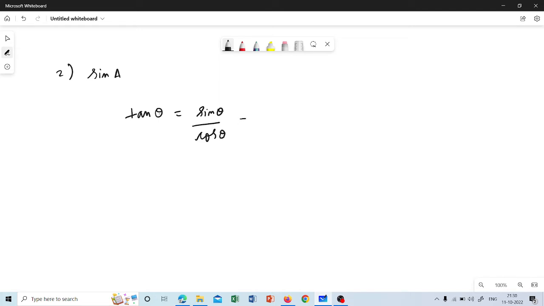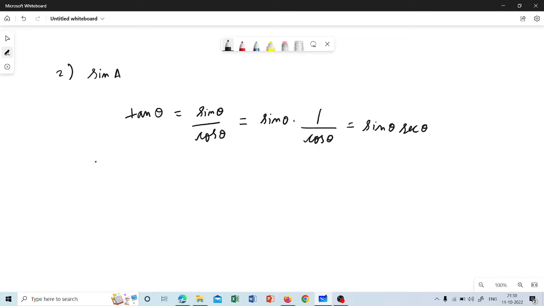So I can write it as sine theta into 1 by cos theta. Now you know that 1 by cos theta is nothing but secant. So sine theta into secant of theta. So we can write tan theta in terms of secant theta as sine theta into secant theta.